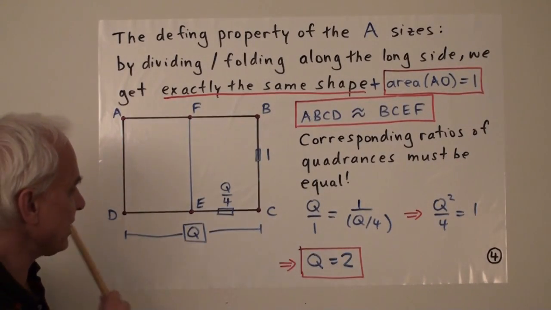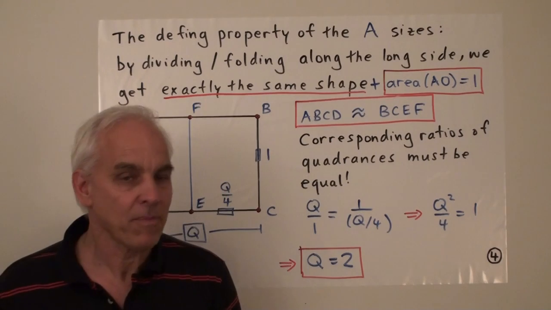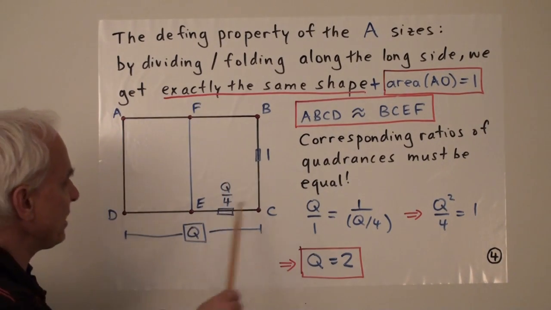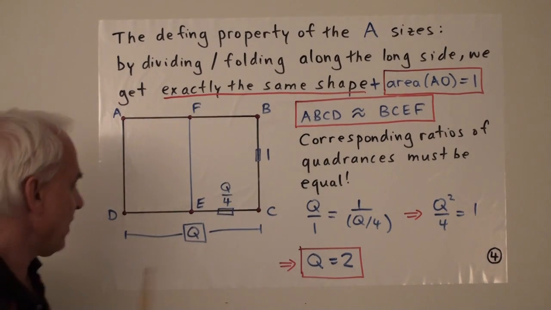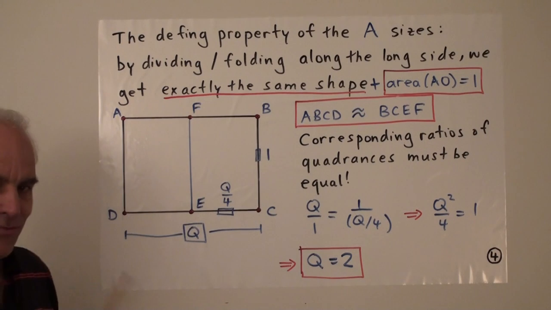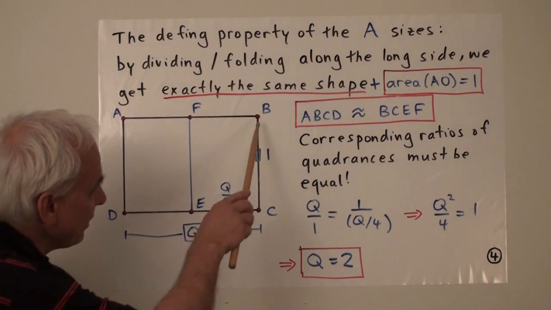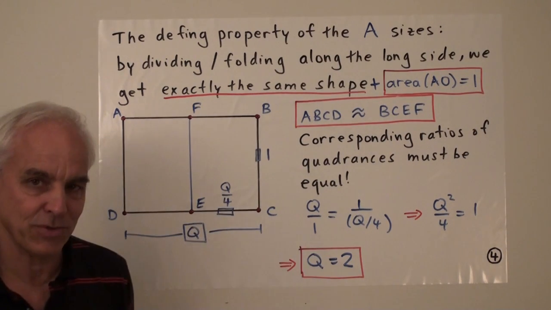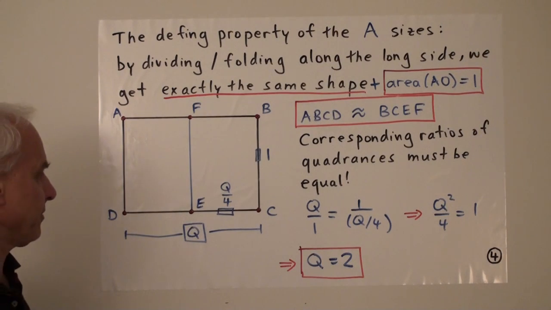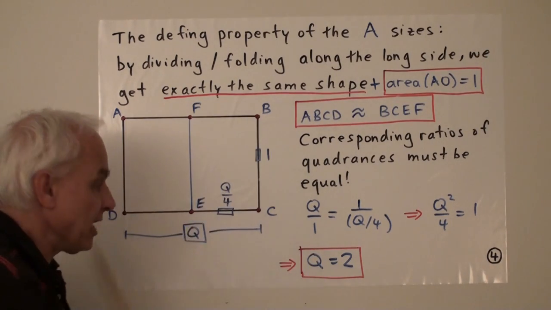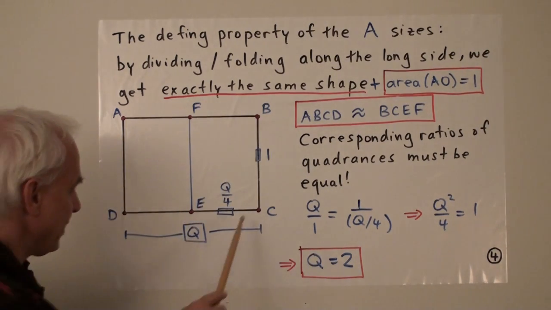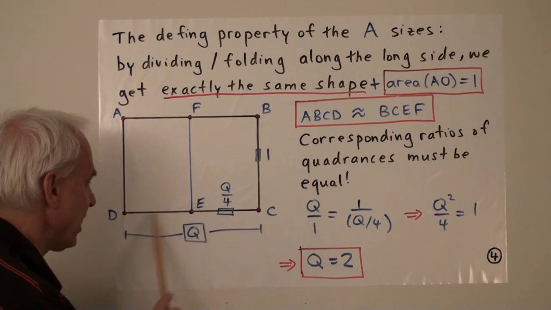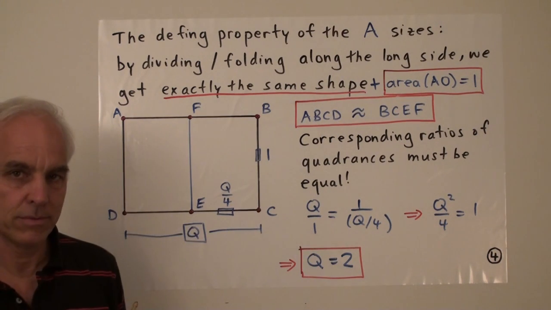Okay, so let's analyze the mathematics here. It's very simple. So this defining property specifies this shape. And so to understand what the real shape looks like, let's look at the quadrances of the sides, which we like to do in rational trigonometry. So let's say that this side here has quadrance 1, and this long side has quadrance Q.